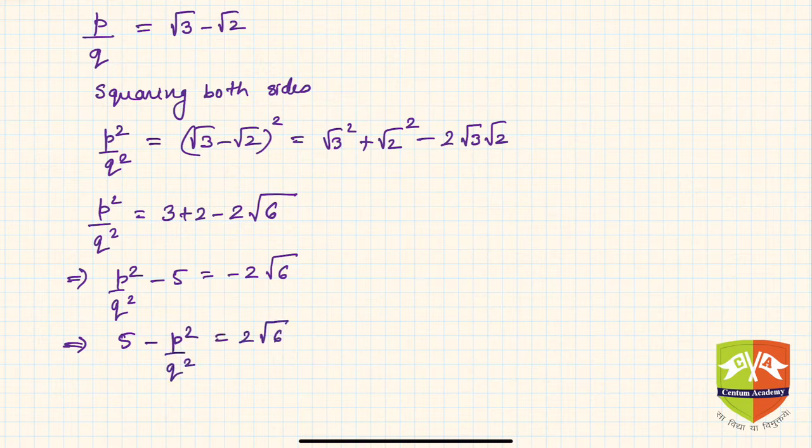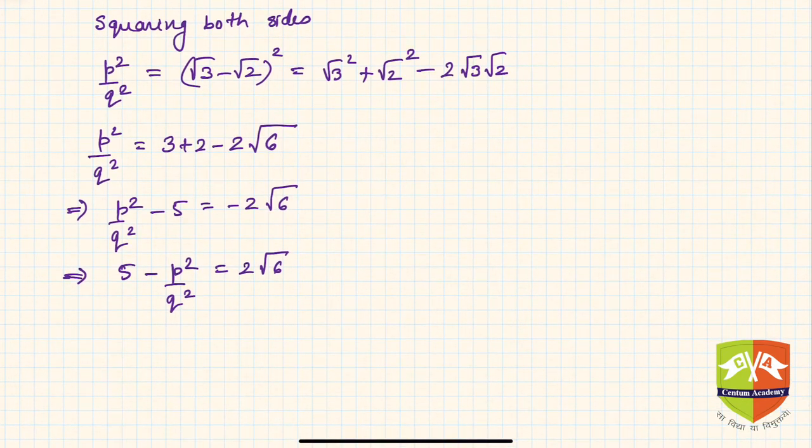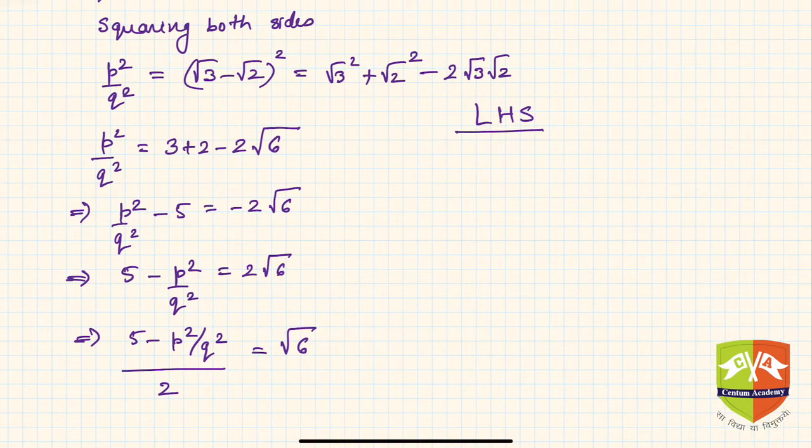So I just remove the negative sign from the right hand side, and on the left hand side the order of the terms will change. And hence now I can say (5 minus p square upon q square) by 2 is equal to root 6, isn't it, after simplification? Now let us see the LHS. What is the LHS, my dear friends? LHS is (5 minus p square by q square) by 2.